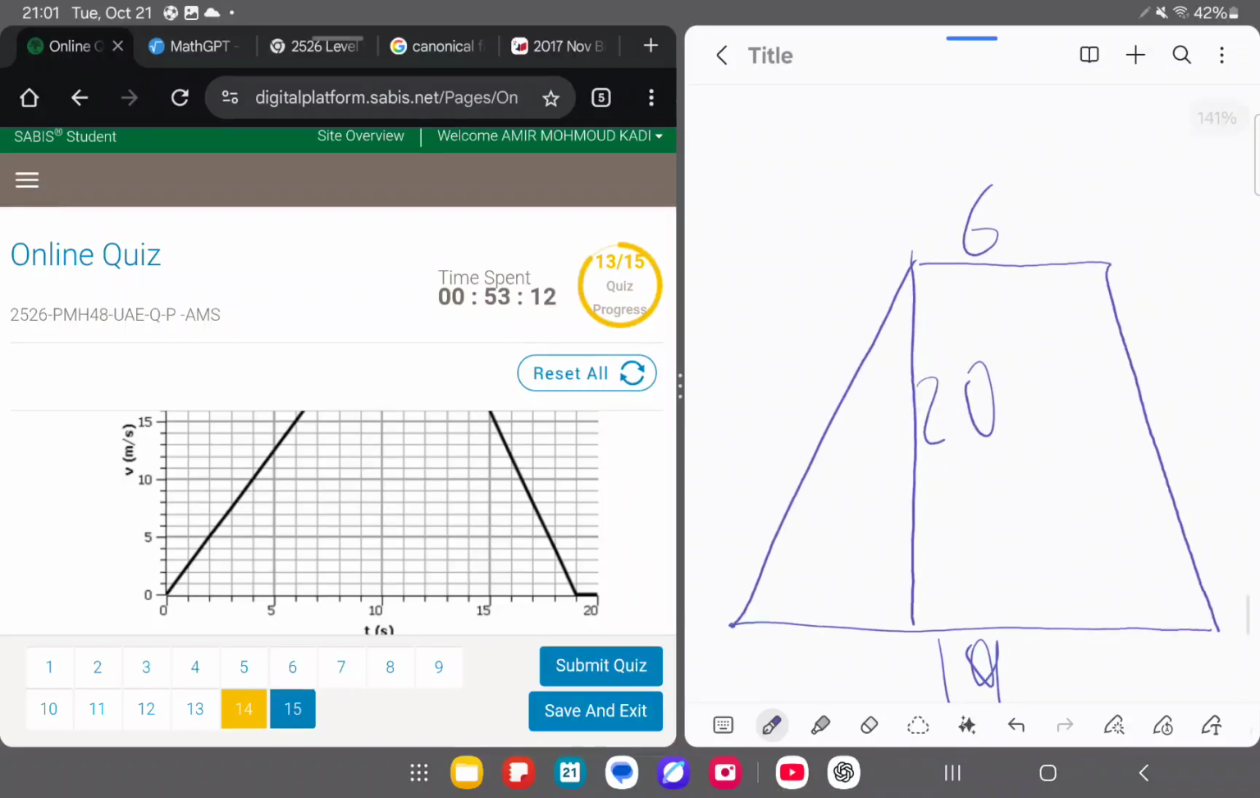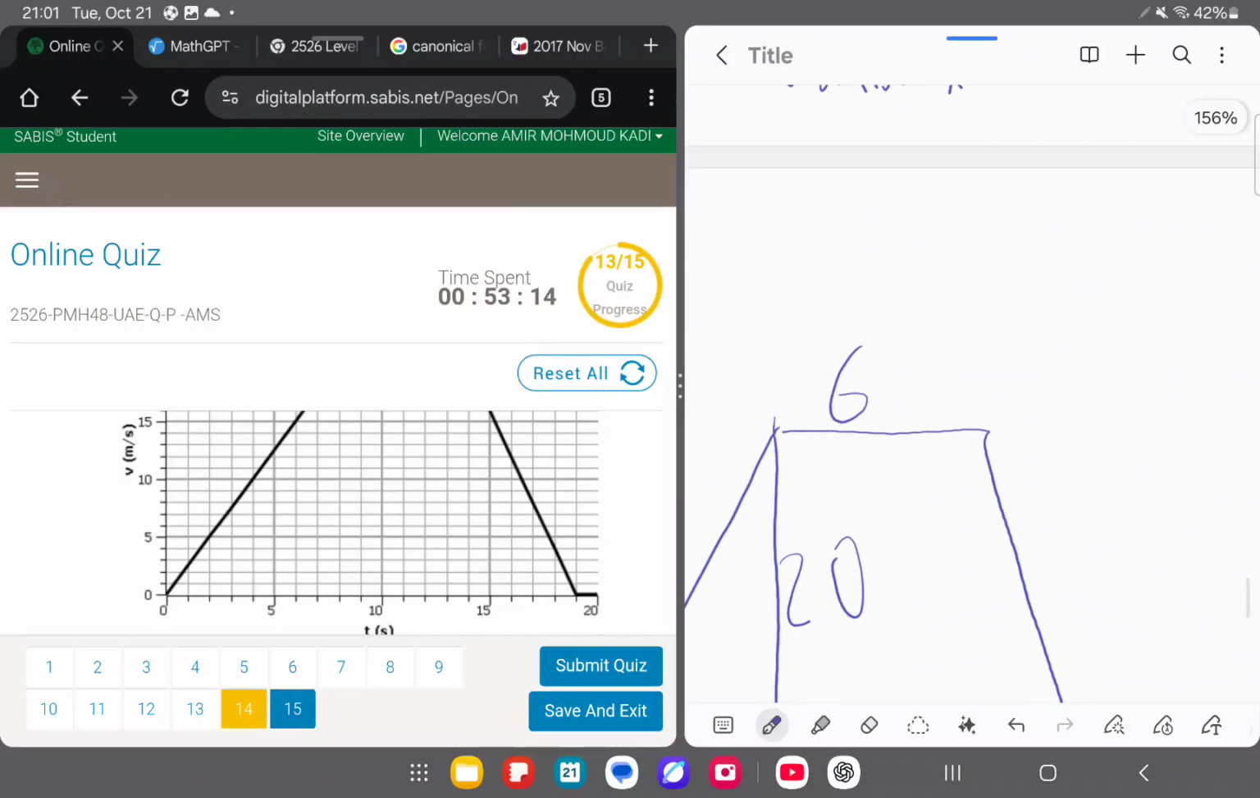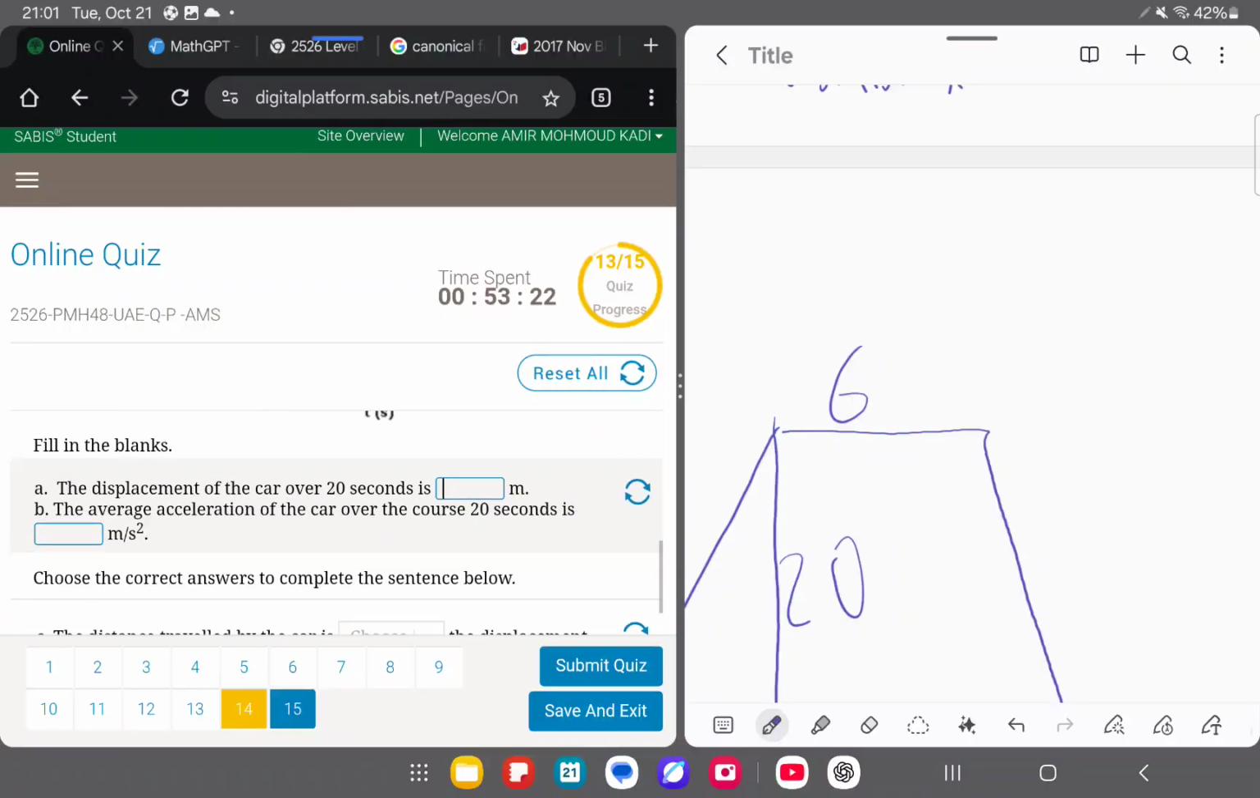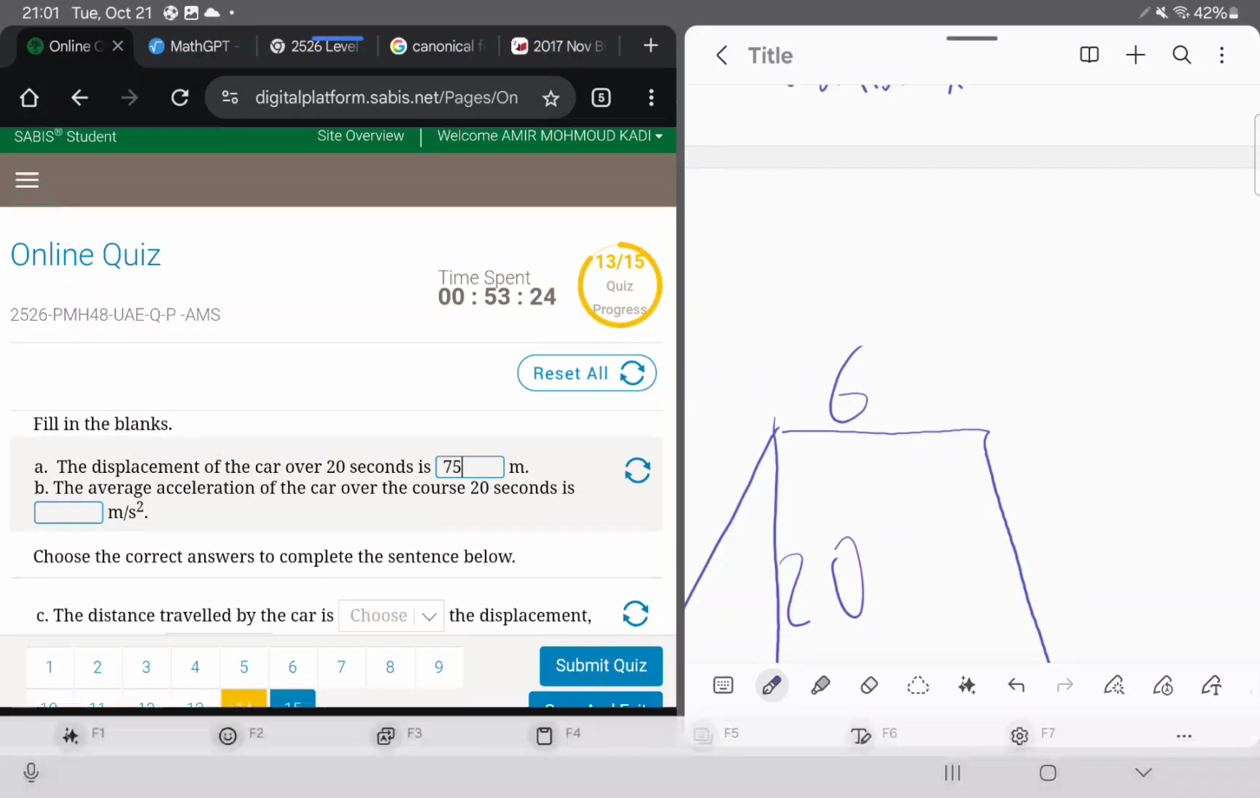Now that we have the big base and small base, we have to do 19 plus 6 over 2 times 20. 19 plus 6 is 25, over 2 is 12.5. And 12.5 times 6 is 75. So now we have the total displacement.